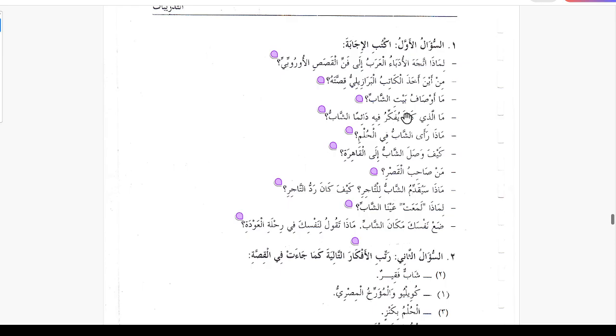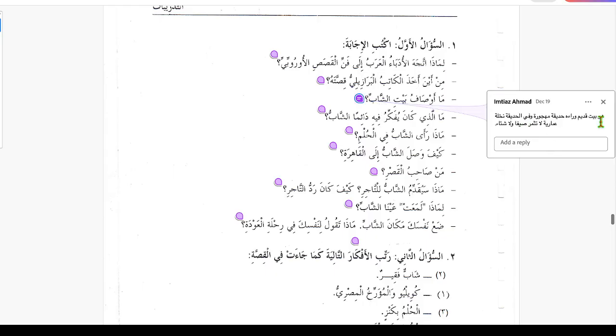Ma awsafu baiti shababi? What are the characteristics of the house of the young man? That was in the story. So what were the awsaf? Huwa baitun qadimun, it was an old house. Waraahu hadikatun mahjuratun, behind that house was an abandoned garden. Wafil hadikati nakhlatun ariyatun, and in the garden was a bare tree. La tusmiru saifan wala shitan, that was not giving any fruit in summer or winter.